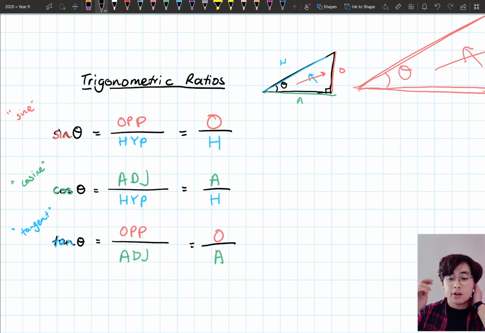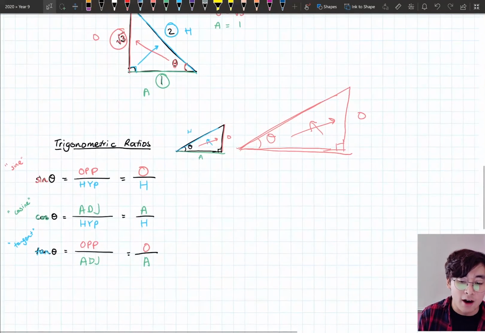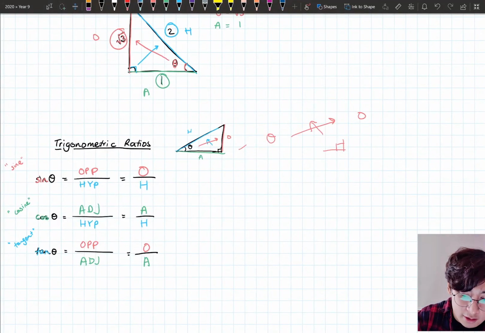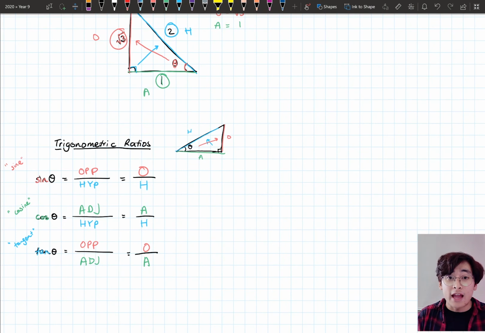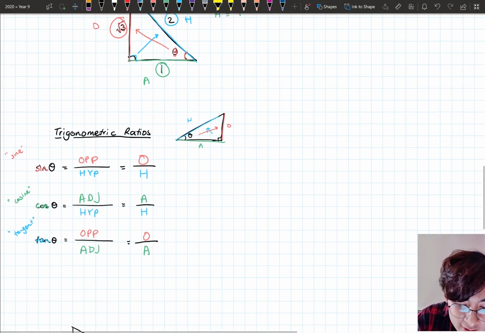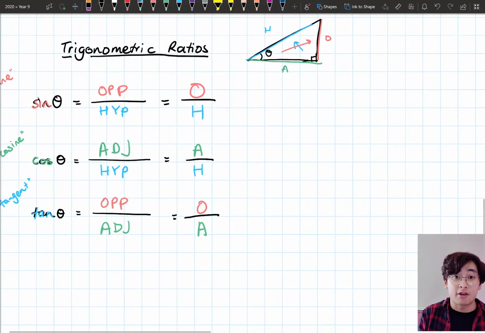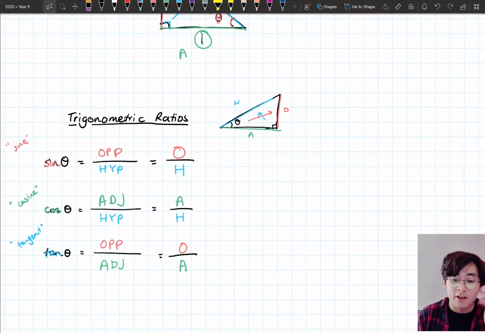Okay, so what these trig ratios tell me is that if I have the three sides of my right angle triangle, I'm going to just erase this now. For a given angle theta, these trig ratios are going to be the same, regardless of how big your triangle is. Your triangle could be this small, it could be massive, but these three trig ratios are the same for the same given angle theta.